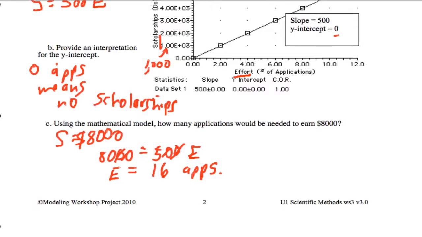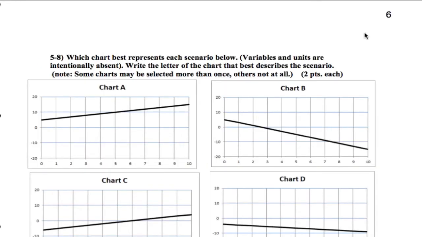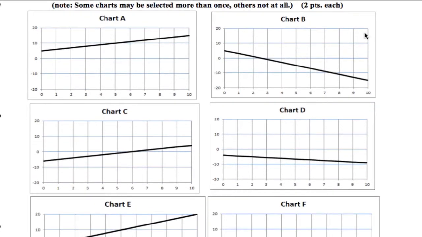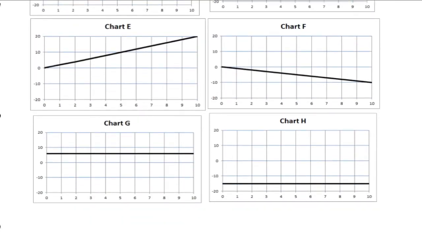All right, let's go to our next page. So we've got a series of charts here that are all linear, and we've got to figure out what's going on. So let's take a look at the questions.